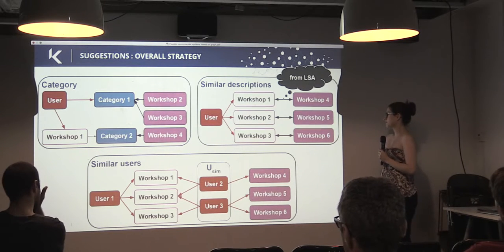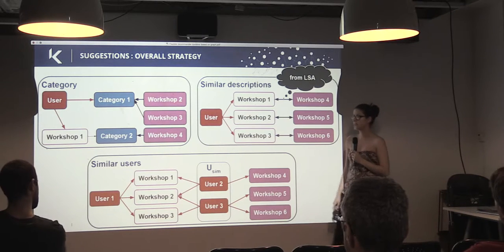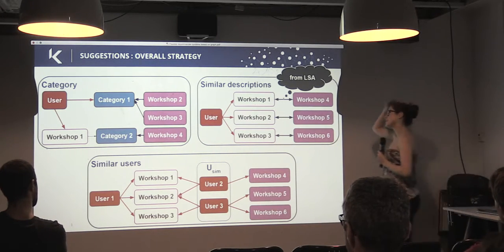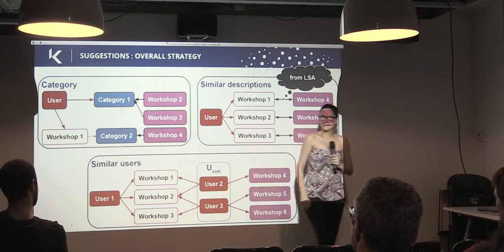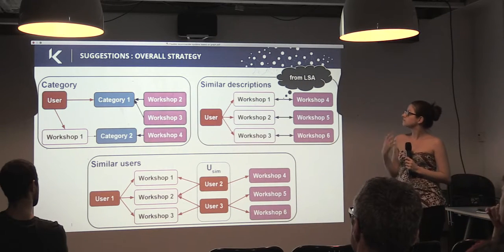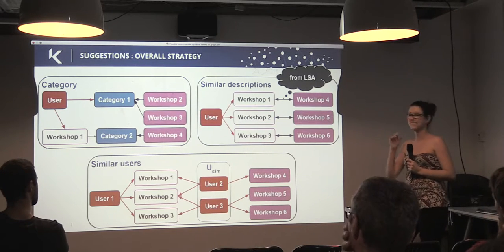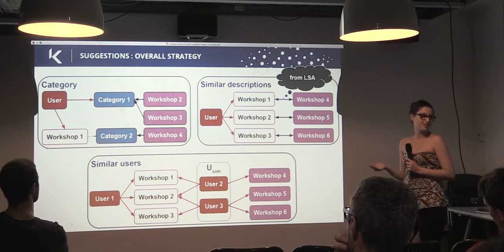And then we recommend to user 1 the workshops which are the most popular, but only among this subset of similar users. So why did I say that those strategies are complementary? For example, if I focus on the first strategy, if the user is never interested in cooking, or at least didn't follow or participate in any cooking workshop, we will never propose to him cooking workshops.